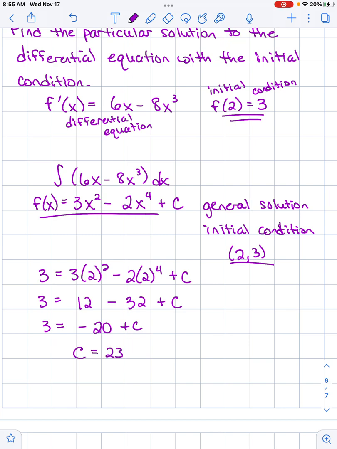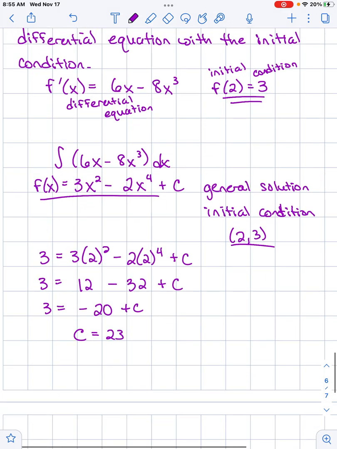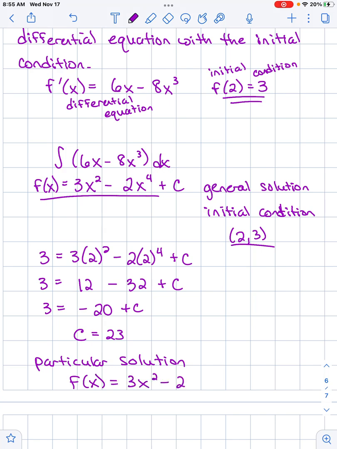So we're not done yet. We found c, but we haven't found the particular solution. So the final answer to this is that the particular solution for all of the information that's given to us is this. That is your solution to the problem. Okay, that's a lot, but we did it. Now it's time for you to go practice.